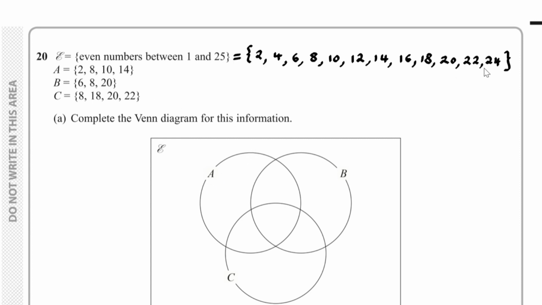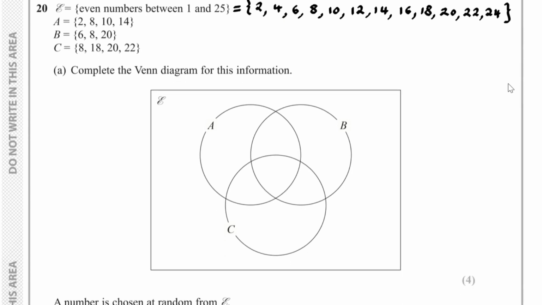Well, here are the even numbers between 1 and 25, 2, 4, 6, etc. And then we finish off with 22 and then 24. So let's fill in the Venn diagram. Well, what goes in all three of them? That will be the 8. 8 goes in all three of them. So that goes here. And then if we take a look at B and C, 20 is common to both B and C, so 20 would go here.